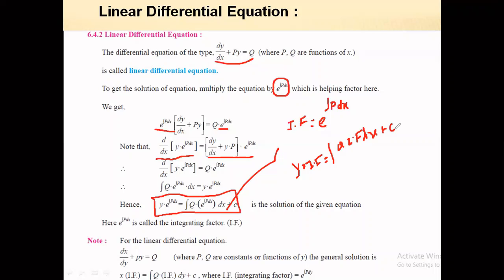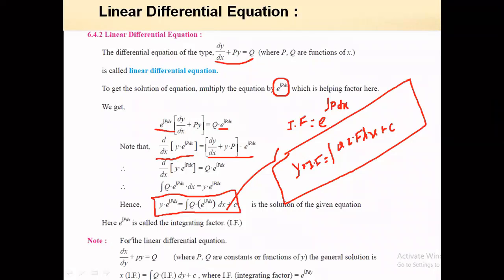So in short, it is very simple and it is one of the important types of linear differential equation. When you identify that the given differential equation is linear, firstly you have to define the integrating factor, and after defining it, you take the standard formula for finding the solution, and this is: y into IF is equal to the integral of q IF dx plus c.